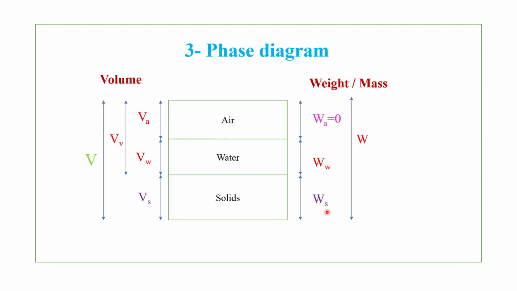Similarly, Ws is the weight of solids and Ww is the weight of water. Weight of air is negligible and taken as zero in soil mechanics. W is the total weight. W equals Ws plus Ww. All these can be written in terms of mass also.